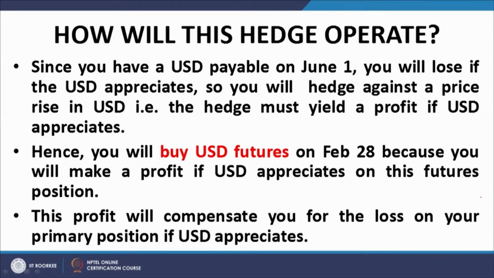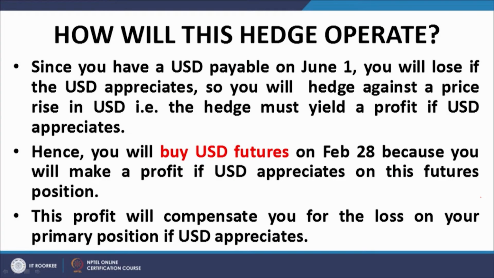Now, how will the hedge operate? Since you have a US dollar payable on June 1, you will lose if the US dollar appreciates, because your cash outflow on account of INR will increase. Higher the rate at which you are going to purchase US dollars in the market on June 1, higher is your cash outflow on account of rupees, and therefore, higher is the expenditure that you will incur in terms of rupees. Hence, the hedge should be such that if the US dollar price appreciates, it brings you a profit, and that profit would compensate you for the excess payment or excess cash flow that would occur on account of appreciation of US dollar prices in the spot market when you buy US dollars on June 1.